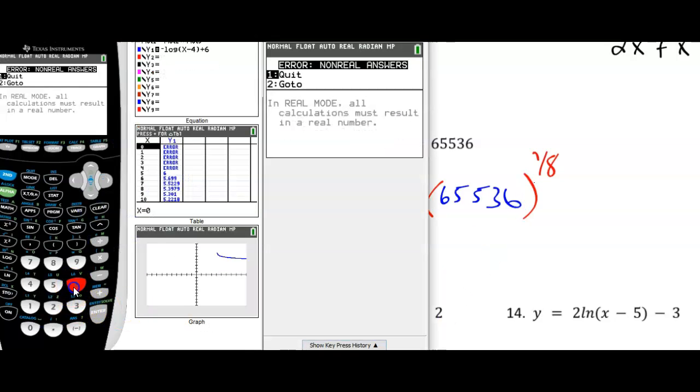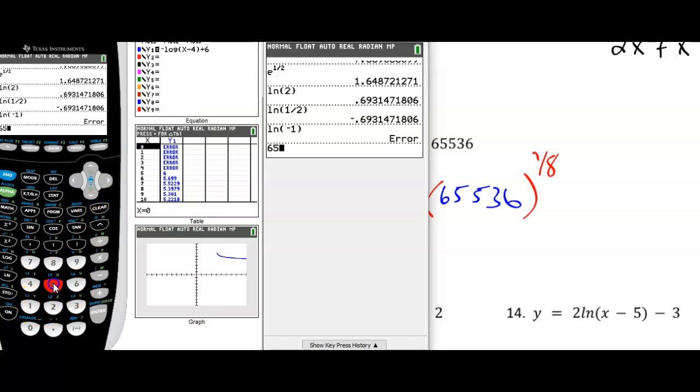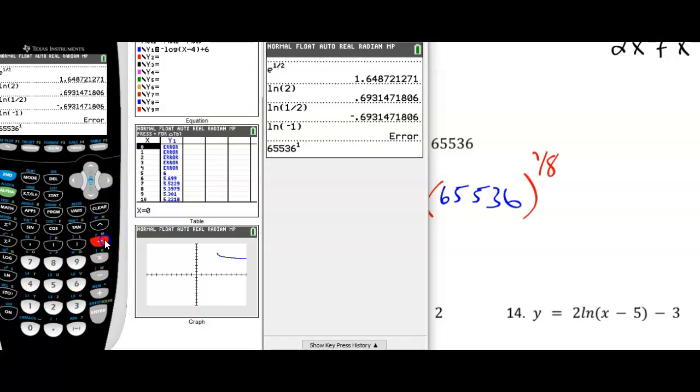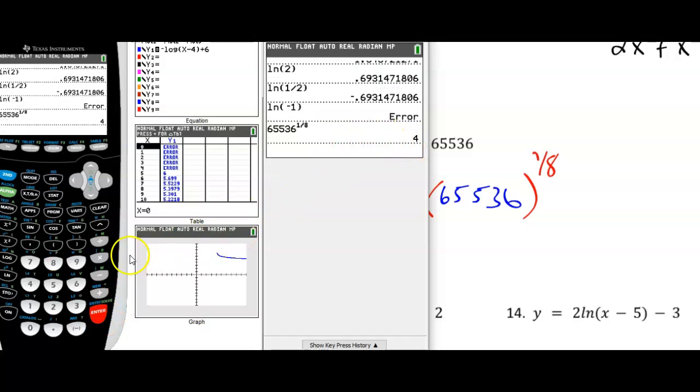So you can go 65,536 raised to the 1 divided by 8. Or you can take the 8th root if you know how to do it. That's if you raise it to the 1/8.